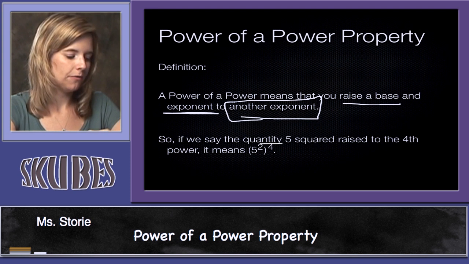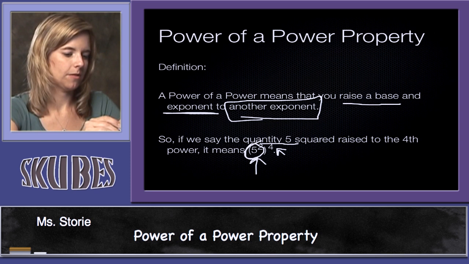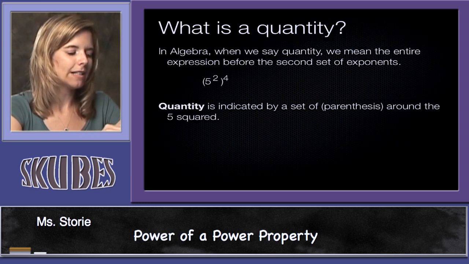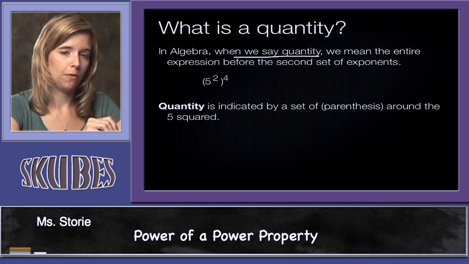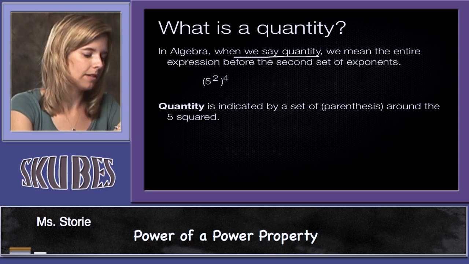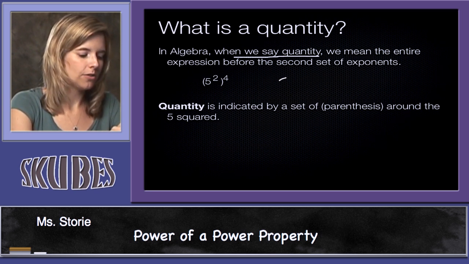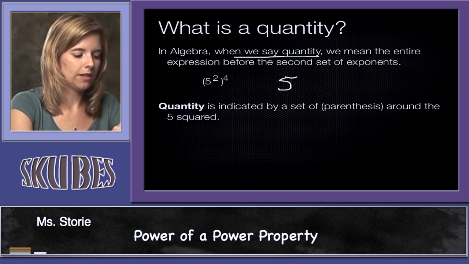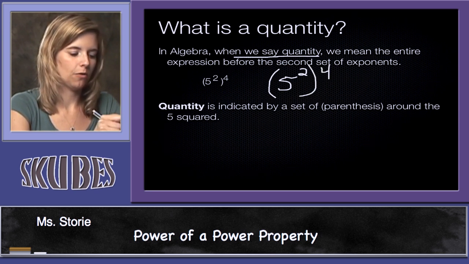So if we say the quantity 5 squared, raised to the 4th power, we're taking the whole 5 squared and bringing it up 4 more times. But I said the quantity, and when we say quantity in algebra, we mean the entire expression before the second set of exponents. In other words, quantity is indicated by parentheses around the 5 squared. That's the whole thing that you're taking and raising to the 4th power.